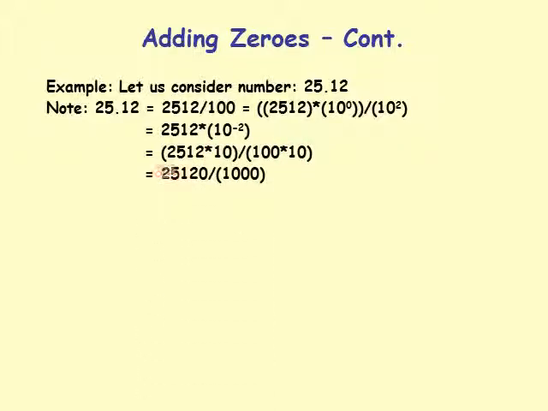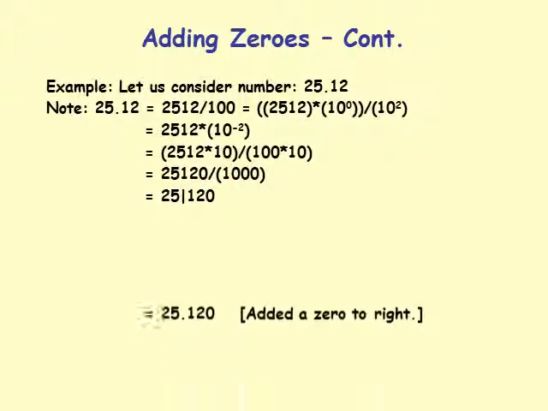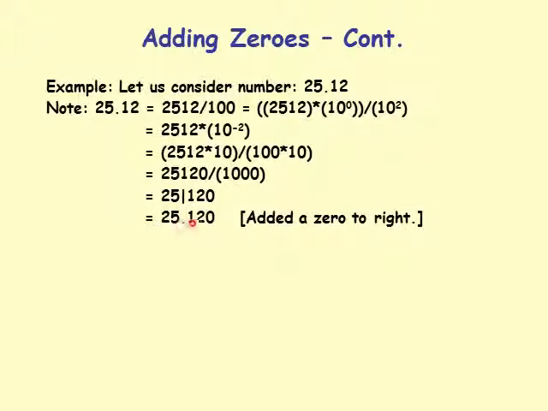That's equal to 25120 divided by 1000. So we took the number here and multiplied by 10, and that's like 25. When you divide by 1000, it's like moving the decimal point from the implied position at the rightmost, 3 positions to the left. There are 3 zeros in 1000, which equals 25.120. We just added a 0 and we still have the same equivalent number.